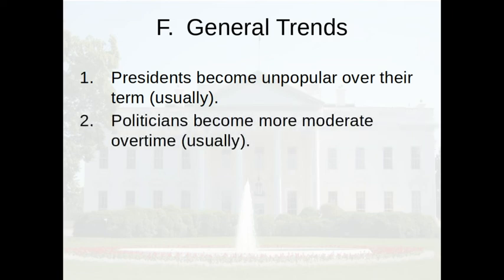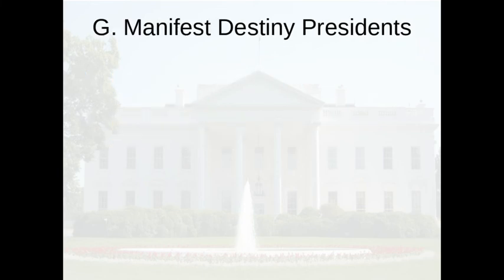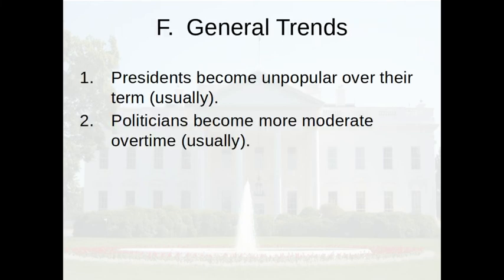Second, they usually become more moderate. In other words, they moderate what they said they were going to do or what their goals were with the government because they discovered it's not always possible, so sometimes you have to compromise. So they usually become more moderate.